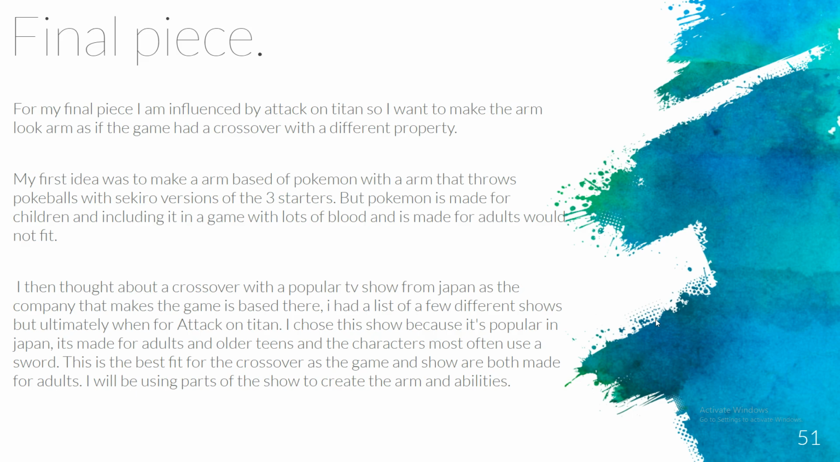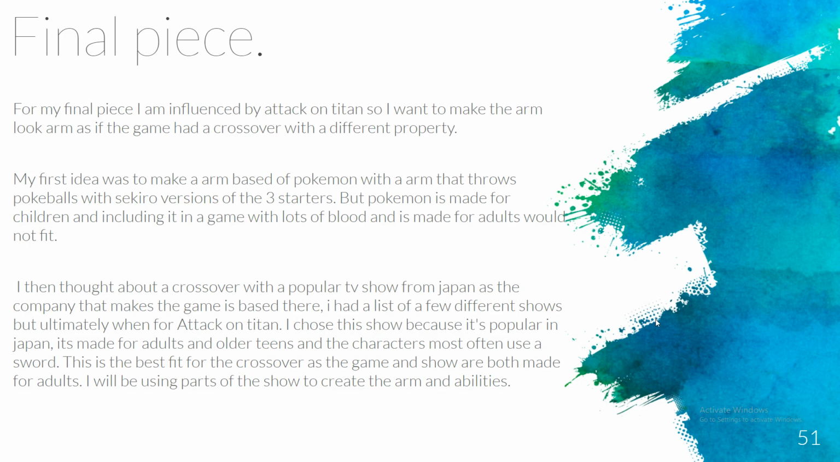For my final piece, I'm influenced by Attack on Titan, so I want to make the arm look as if the game has a crossover with a different property. But my first idea before this was to make an arm based on Pokemon, an arm that throws Pokeballs with Sekiro versions of the three starters. But Pokemon is made for children, and including it in a game with lots of blood, which is made for adults, would not fit.